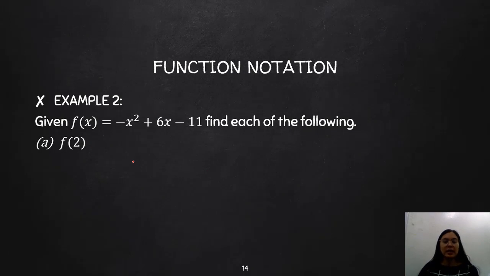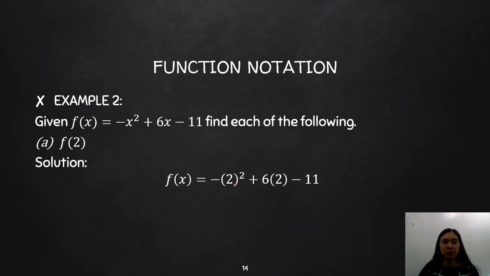Unahin na po natin si f of 2. So f of x is negative x squared... sorry, dapat dito pala 2 na yan. I-correct ko na lang po itong mga to sa notes na ibibigay ko sa inyo, or the presentation that I will be providing you. So f of 2 is equal to negative the quantity 2 squared plus 6 times 2 minus 11, which will give you negative 4 plus 12 minus 11. When you perform the necessary operations, f of 2 becomes negative 3. So that is the answer for number 1, letter A.